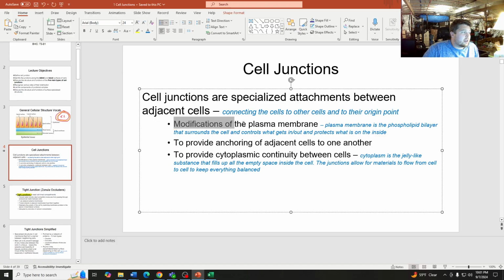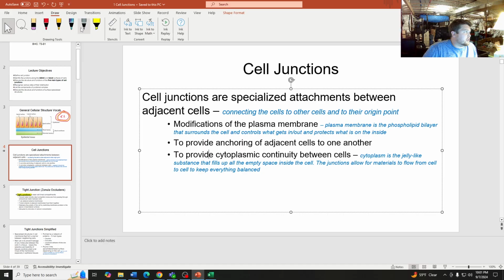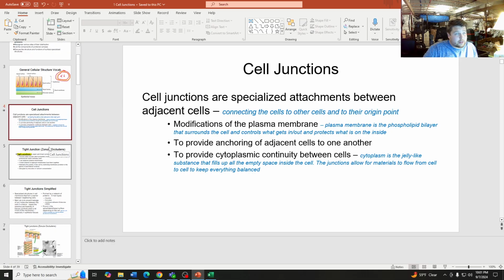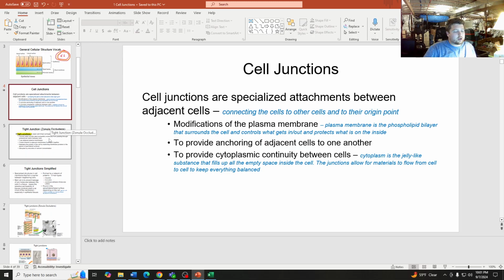They are modifications of the plasma membrane. Remember that phospholipid bilayer that's all around all of our cells. The cell junctions are modifications of that. They provide the anchoring of adjacent cells to one another, and they also provide cytoplasmic continuity between cells. We'll look at how cells are connected to one another, how they interact with one another, how they're able to send signals to one another. Okay. Because as we know, we want all of our cells to be connected, on the same page, doing what they're supposed to be doing.